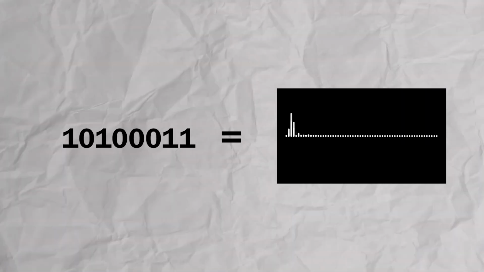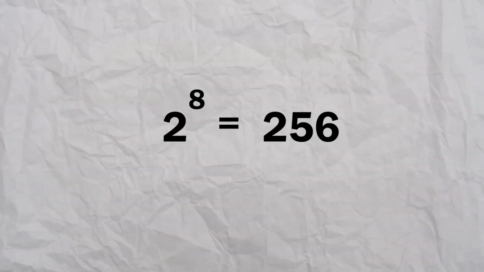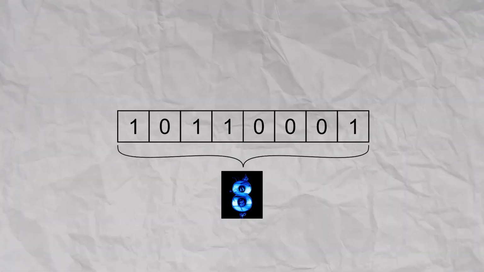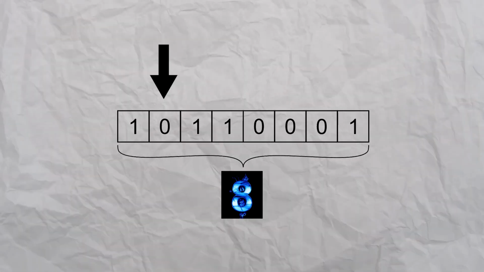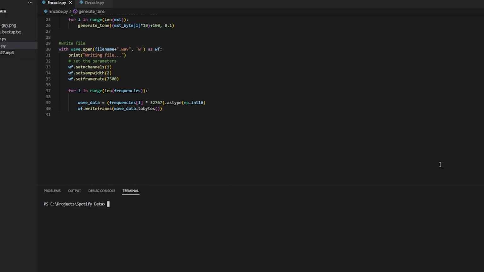But why stop there? Why not encode a whole byte with one pitch? To do that, we'll need 2 to the power of 8, or 256, different frequencies. Because there's 8 positions in a byte and each position can be in 2 states, either 0 or 1. And the code is magically done and it didn't take me like a week.